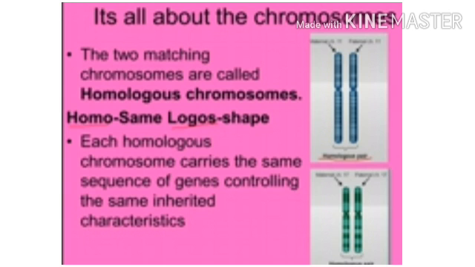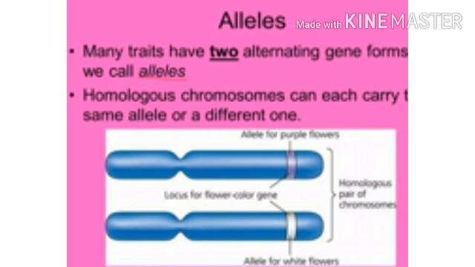Next term is the allele. Alleles are the two alternating or different forms of a gene. The homologous chromosomes can carry the same allele or a different one. In this picture, you can see the allele for the flower color. These are the chromosomes of a plant cell, and in this homologous pair one chromosome is carrying the allele for the purple flower and the other chromosome is carrying the allele for the white flower. This means this homologous pair is carrying alleles that are different.